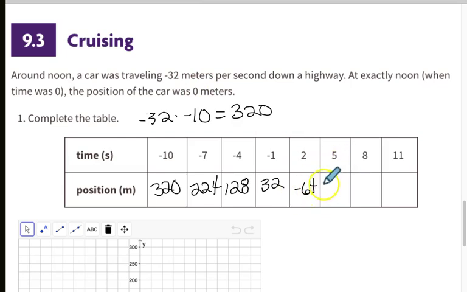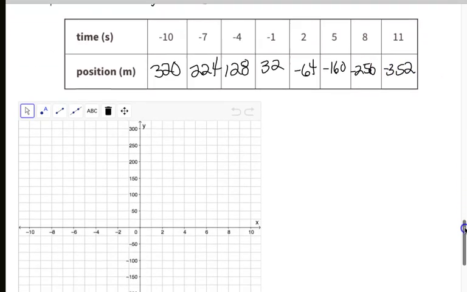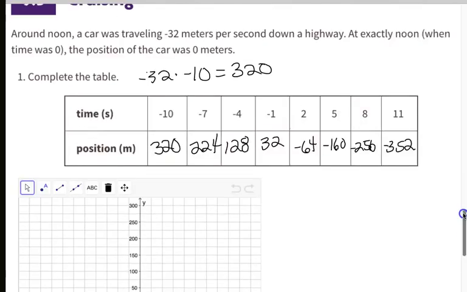5 times negative 32 is negative 160. 8 times negative 32, negative 256. And 11 times negative 32 is negative 352. Then it says that we should plot these points.